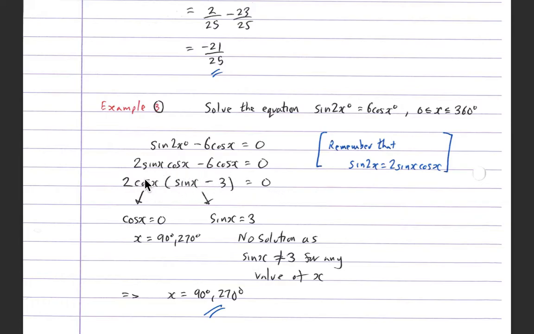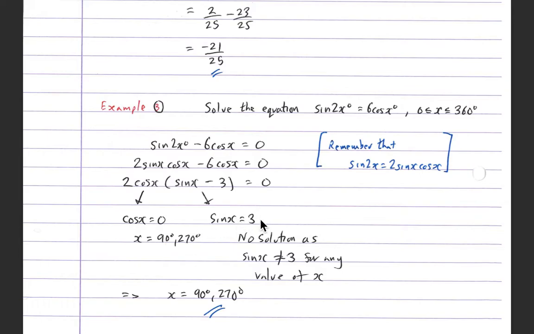And we now have to solve two equations. Two of these expressions could be 0. 2 cos x equals 0 leads to cos x equals 0. And this one leads to sine x equals 3. Cos x equals 0 we can solve by sketching the graph or by understanding that that is just the points where it crosses the x-axis. That will be x equals 90 and x equals 270.